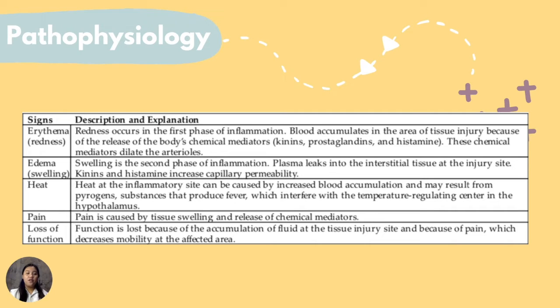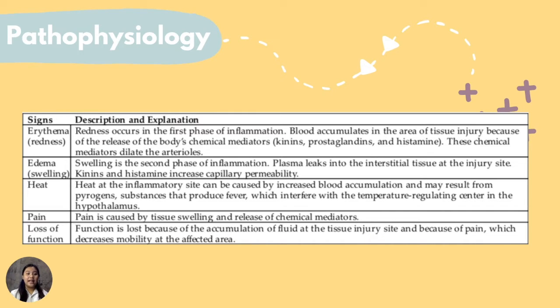Here, I got this chart from our book. So we have the 5 cardinal signs. Redness or erythema. When there is redness, we should think that this is the first phase of inflammation because the blood accumulates in the area of the injury because of the release of the body's chemical mediators, that is the kinins, prostaglandin, and histamine.